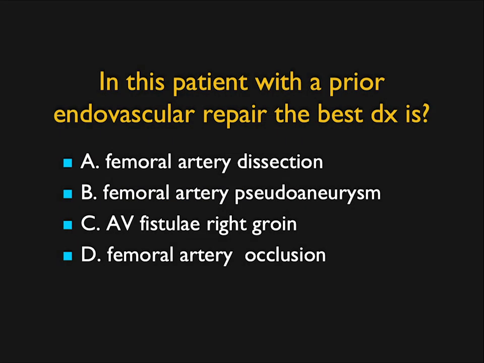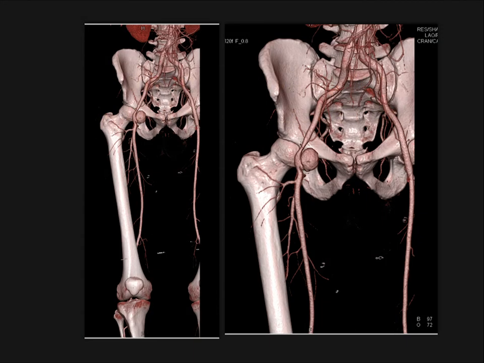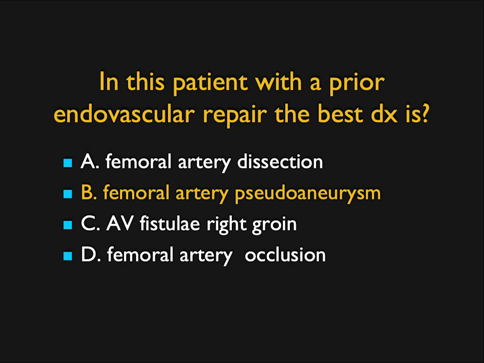This patient had endovascular repair, right-sided access, and what do you see? This outpouching off the femoral artery. That's just a classic example of femoral artery pseudoaneurysm. CT is very good for looking at vascular complications, whether it's bleeding, whether it's fistulae, whether it's an aneurysm or pseudoaneurysm. This is not an AV fistula, though that can be one of the complications. Femoral artery occlusion is rare but could occur. This is a beautiful femoral artery pseudoaneurysm.